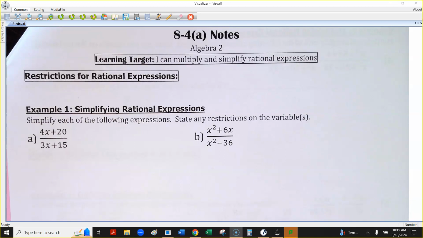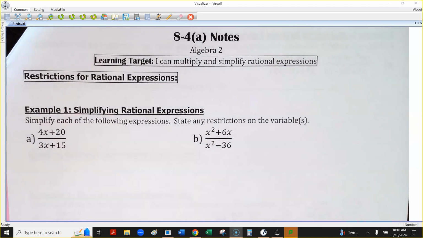Restrictions on pretty much all the questions that we do from now on, because you're going to have variables in the denominators. Some of these are going to be expressions, some of them are going to be equations. We're going to spend a few more days on expressions. So we're not solving for x or anything like that. We're just going to simplify these expressions today.